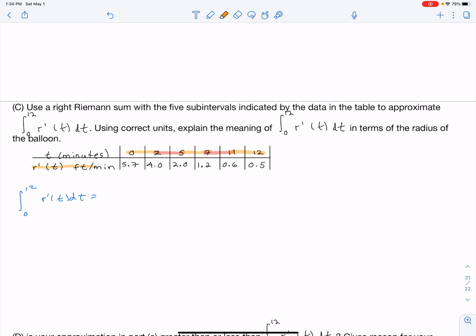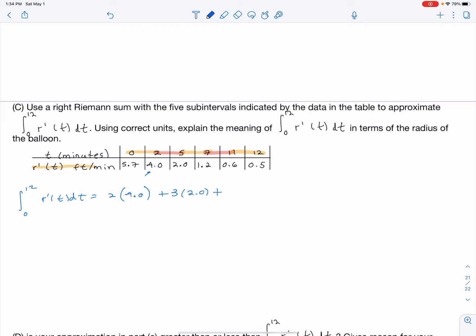For the first rectangle, we're looking at the rectangle that has a base from 0 to 2. It's going to be 2 minus 0, which is 2, times the right-hand side. In this case, I'm using 4.0. That's the right-hand side of that one. Now that's rectangle 1. Let's find rectangle 2. Rectangle 2 goes from 2 to 5, so 5 minus 2 is 3. And in this case, I'm using 2 as my right-hand side, so 2.0.